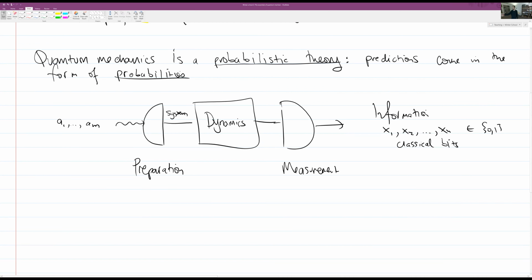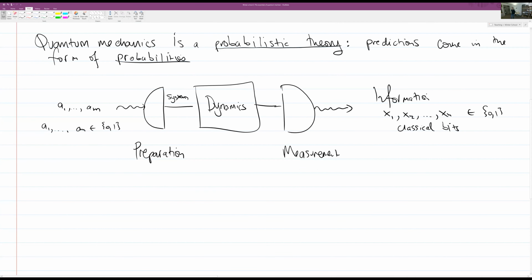In terms of preparation here, usually there's some information required to describe the preparation of your experiment. So we have a list of variables A1 through to AM. These are also classical bits. You can just take your information that describes the setup of your apparatus and express it as a list of bits as well. So what you should be seeing here is a picture where classical information is used to create a preparation for your experiment. The experiment proceeds, and then there's a measurement, and out comes classical information. So all experiments that we try and describe in physics take roughly, if you work hard enough, you can reduce them to this abstract form here.